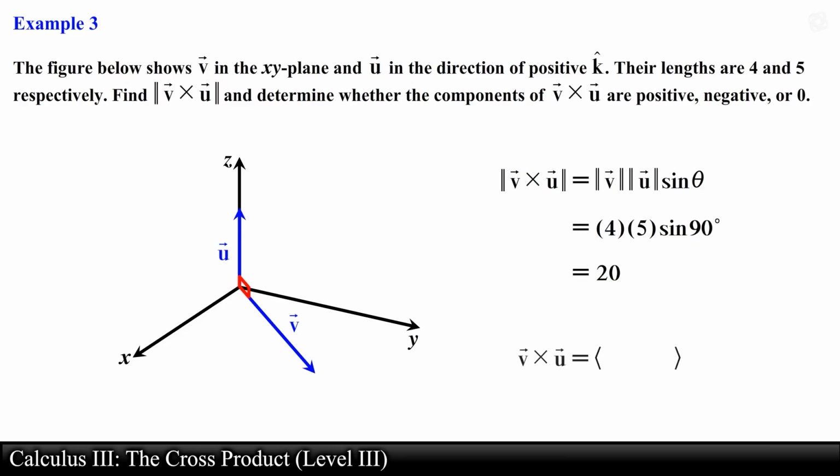Next, let's use the right-hand rule to determine the direction of vector v crossed with vector u. We point our fingers in the direction of vector v, with our palms facing vector u, and curl our fingers towards vector u. Once again, our thumb will point in the direction of vector v crossed with vector u. In this case, it will have an x component that is positive, a y component that is negative, and since it lies on the xy plane, it will have a z component that is equal to 0. Let's try the next example.